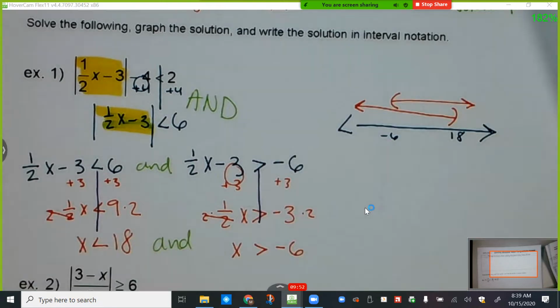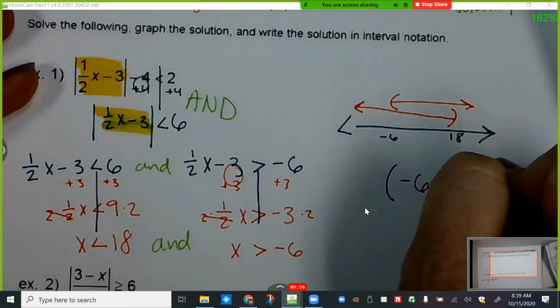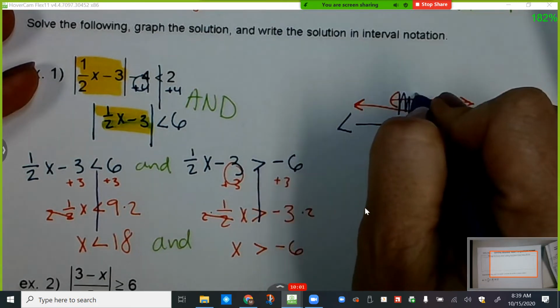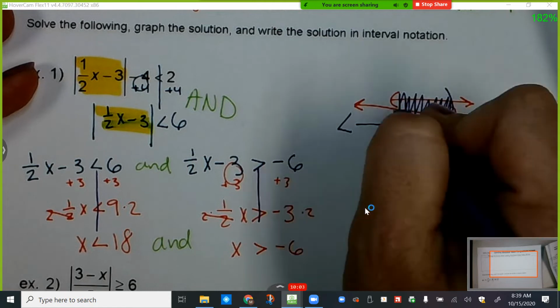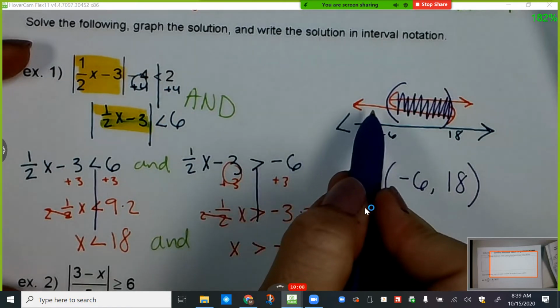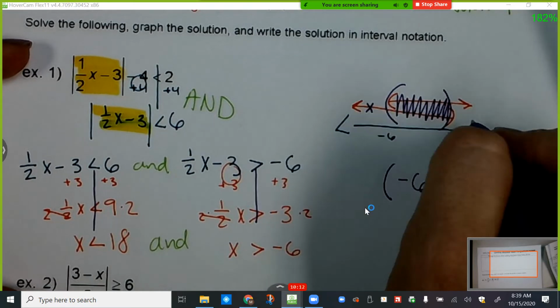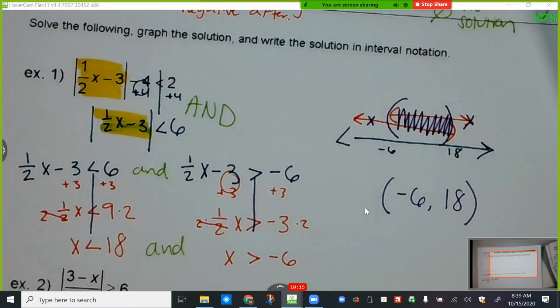So where is my solution here? In parentheses because it doesn't touch. It's where it's double shaded. Is over here part of my solution? No. Is over here part of my solution? No. It's where it's double shaded, where it overlaps. That was one of y'all's questions on your assessment. So there's your answer. We're done.